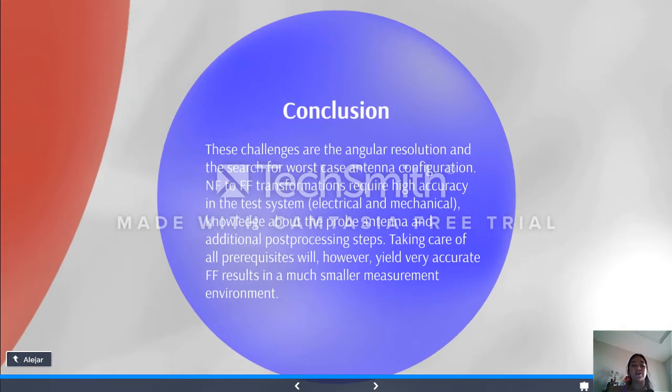And finally, we have a conclusion. These challenges are the angular resolution and the search for worst-case antenna configuration, and near-field to far-field transformations are highly acquired in the test system, electrical and mechanical. Knowledge about the antenna and additional post-processing steps are required. Far-field results in a much smaller measurement environment. Finally, for each finite test distance, there is an optimal measurement antenna that will provide an average accepted power that is dependent on test distance.